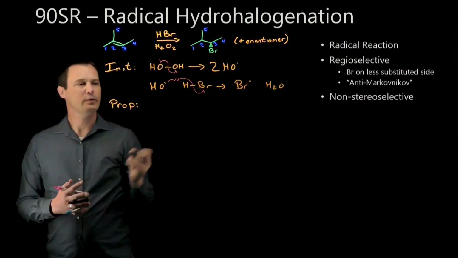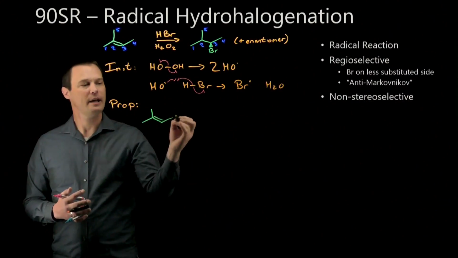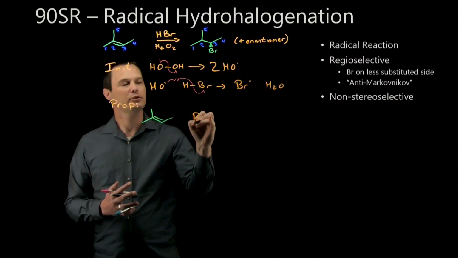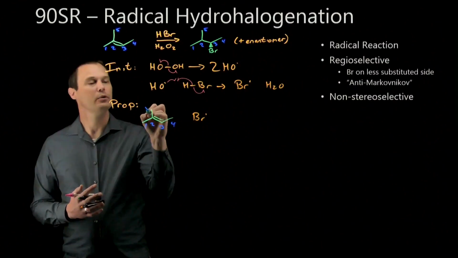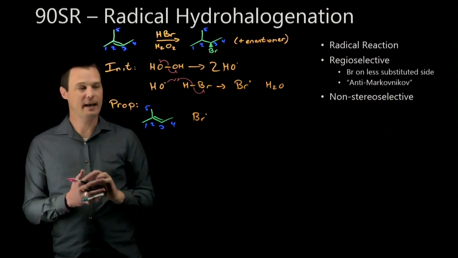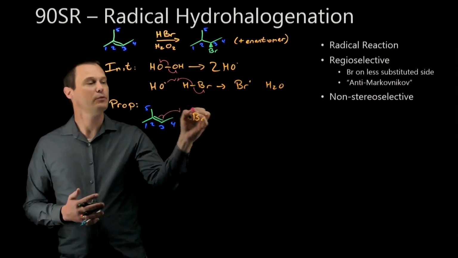In the propagation sequence, we have our starting material react with Br dot. The Br dot is going to add across the alkene to do an alkene addition reaction. We're going to form a new bond with the less substituted side of the alkene. So carbon number 3 will form a bond with bromine.